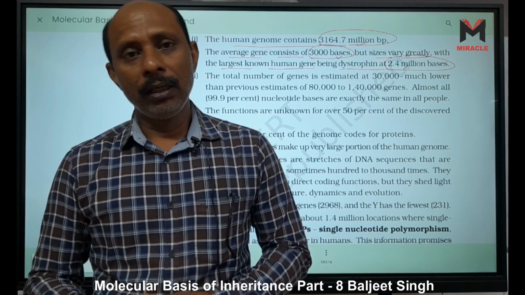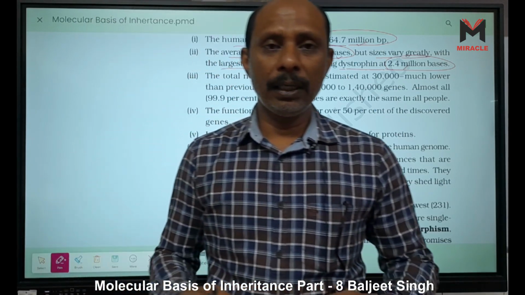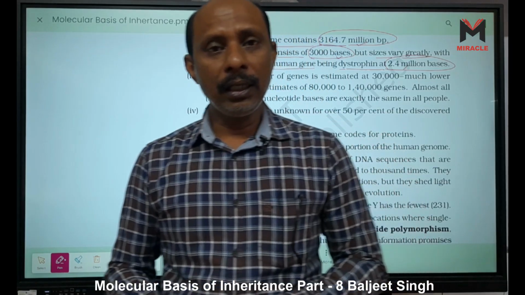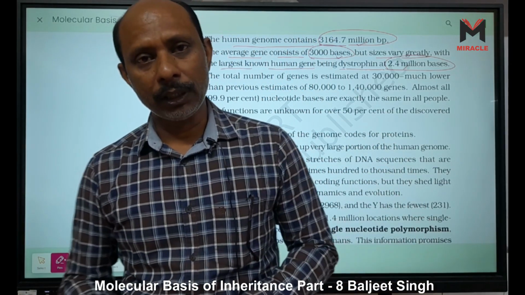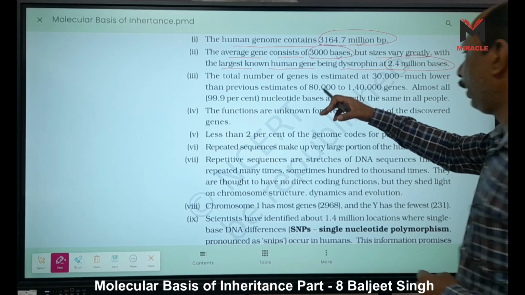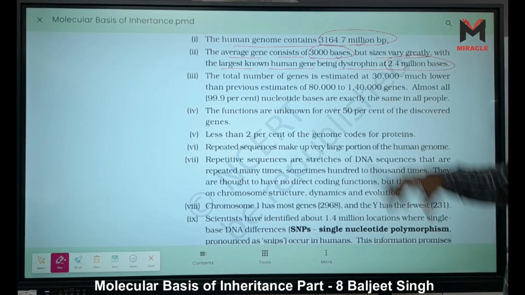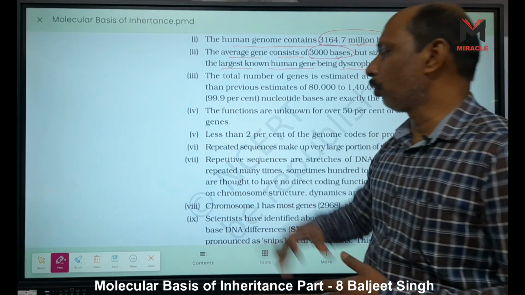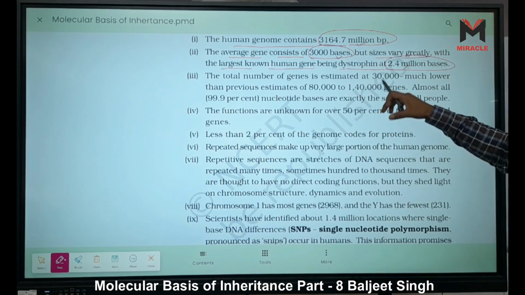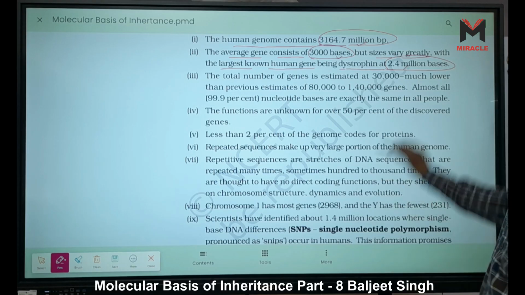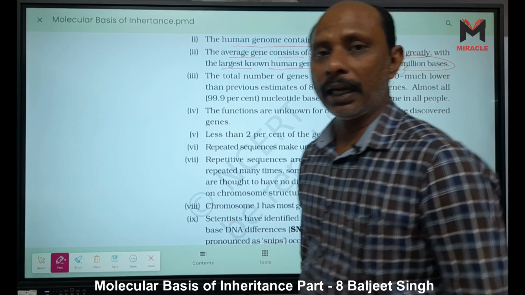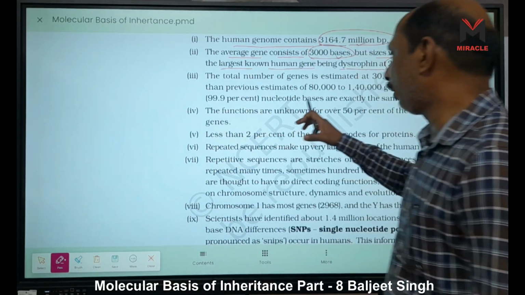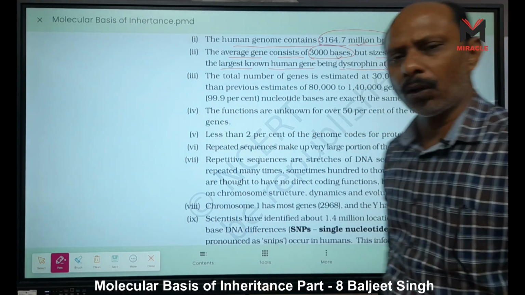At that time, I read about the human gene count. How many genes are there? It is approximately 1,20,000. Here it is given as 80 to 140 thousand, on average 1,20,000 genes. But after the Human Genome Project, we understood that only 30,000 genes are there. Almost 99.9% of the genes or nucleotide bases are exactly the same in all people.